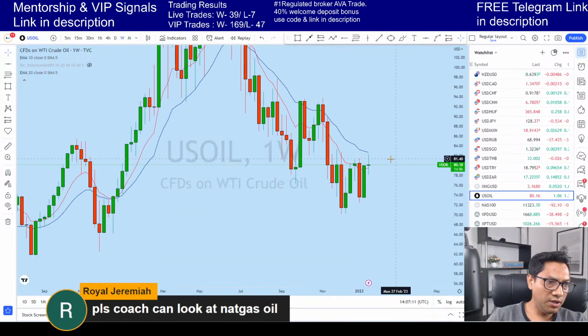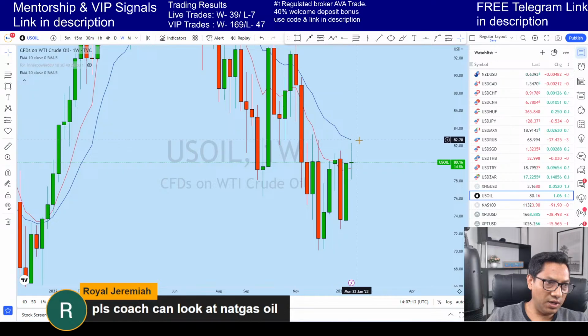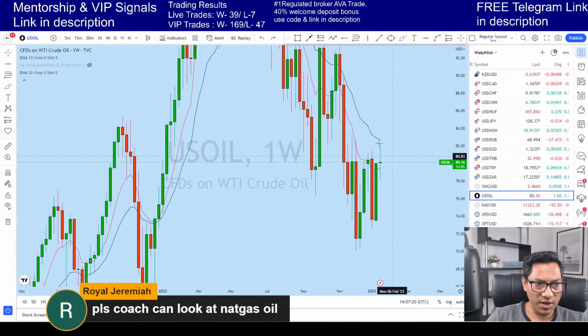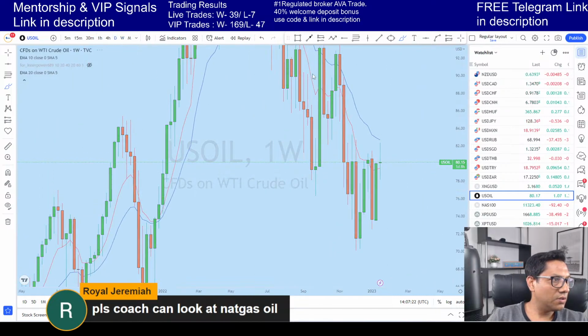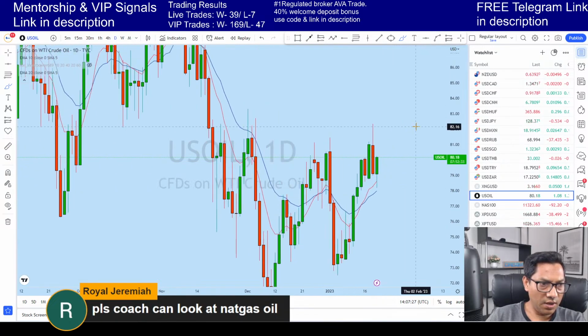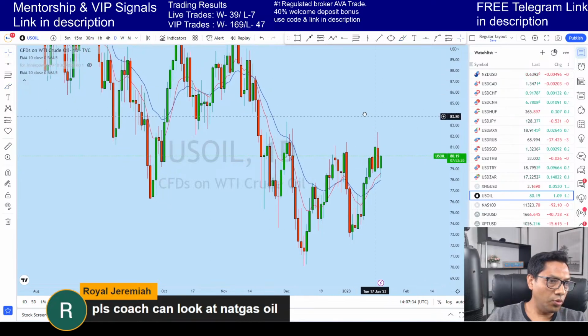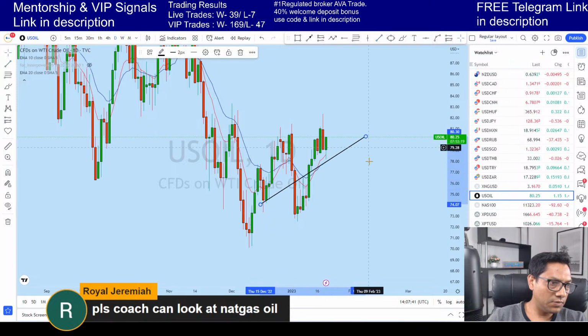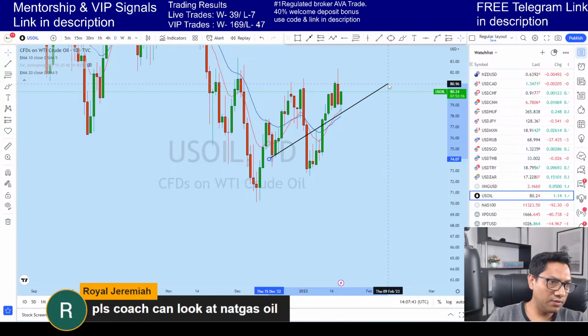Looking at weekly, there was a liquidity grab, as you can see from the weekly on US oil, which has come back down again, forming kind of a doji. If we look at daily, the daily price action on US oil is showing bullish. Okay, we have seen that the price action is like that.